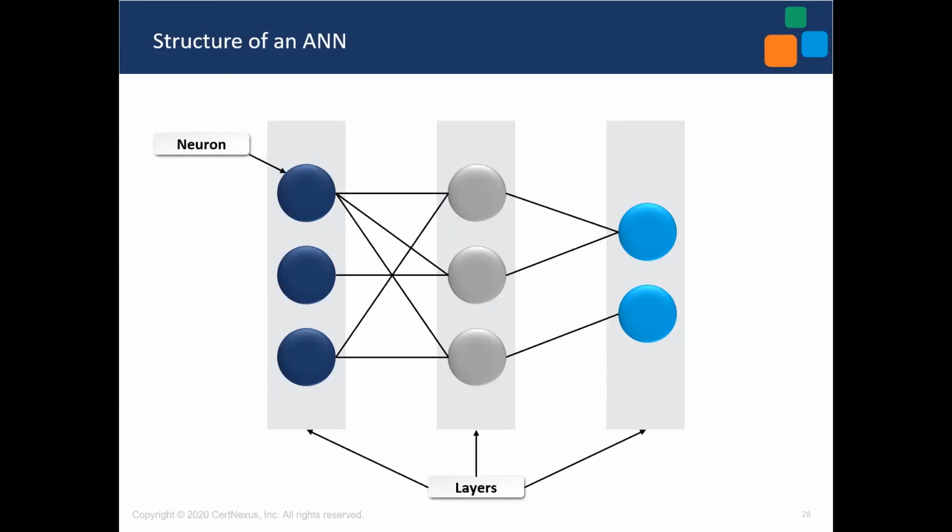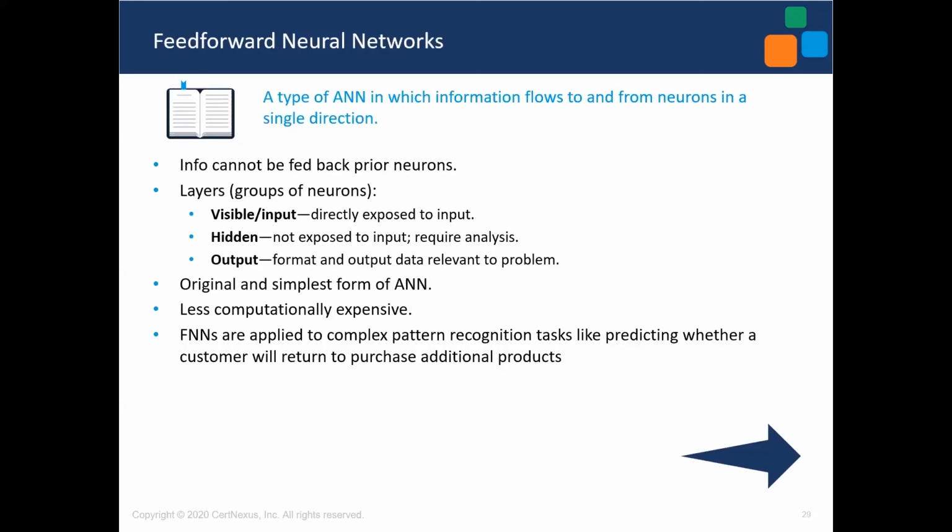So we're going to look at two neural networks: the feed forward and the recurrent. The feed forward is exactly that. Information moves in one direction, so it's unidirectional. With the layers, typically you'll have three layers or more. You'll have the visible input, where you're directly exposed to the input. You have the hidden layers, which are not exposed to the input, but essentially perform the analysis, and then you have the output.